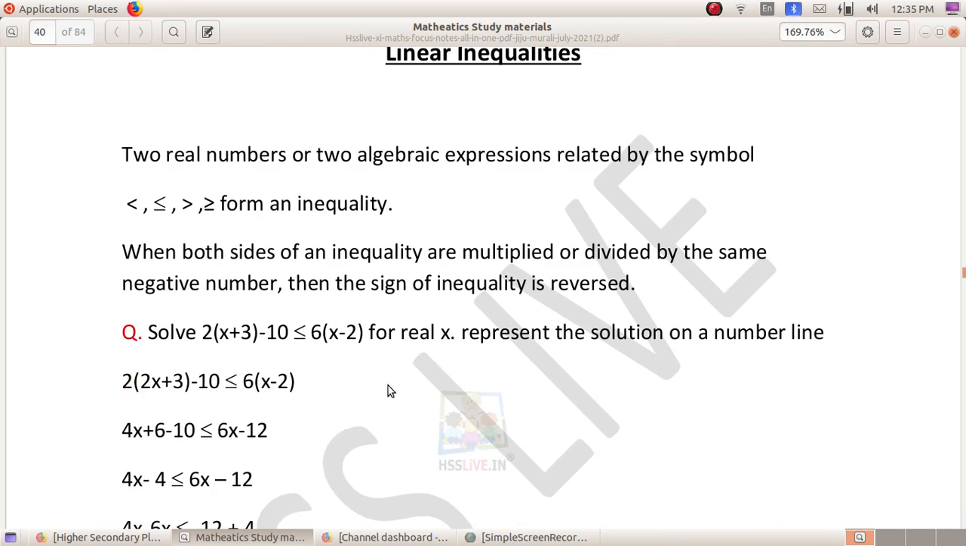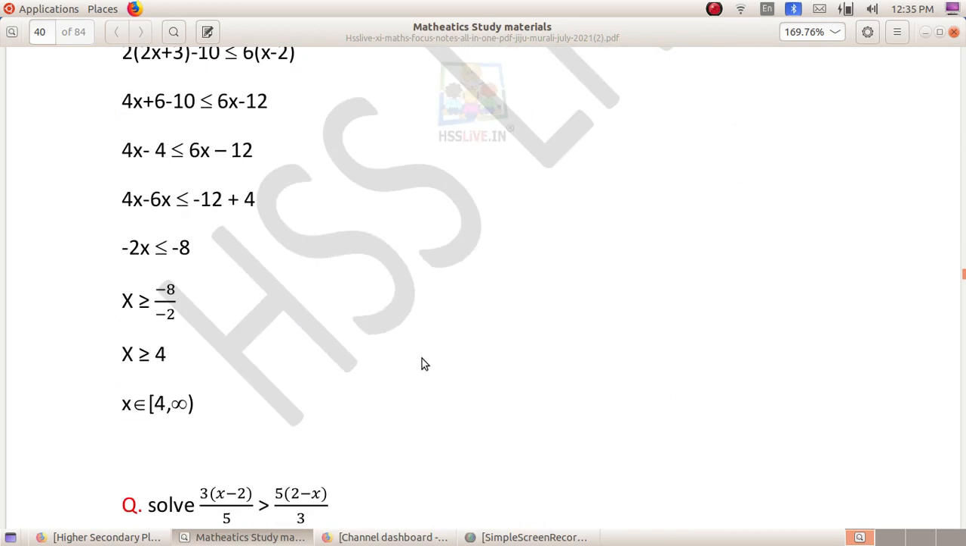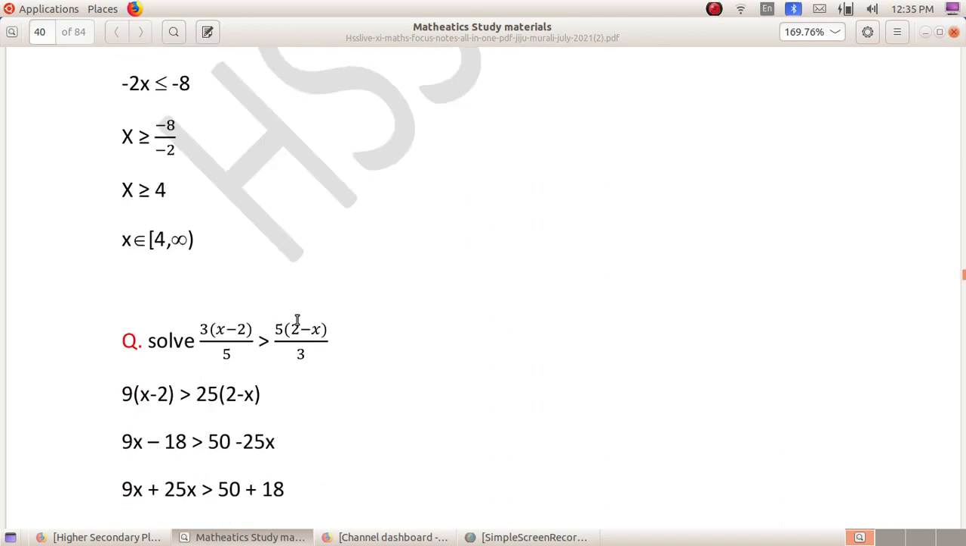So here the question says to represent the solution on a number line. So it is very essential to draw a number line. First you draw a number line, then its middle point 0, then 1, 2, 3, 4, and 5, 6, 7 onwards. Then you keep the point 4. Then you shade the number line from 4 onwards, because x is greater than or equal to 4. That is the answer.